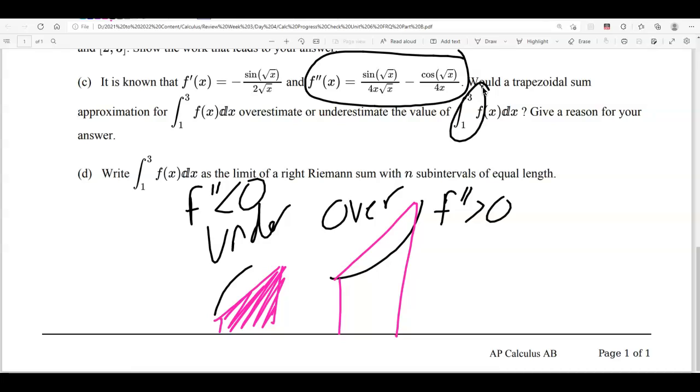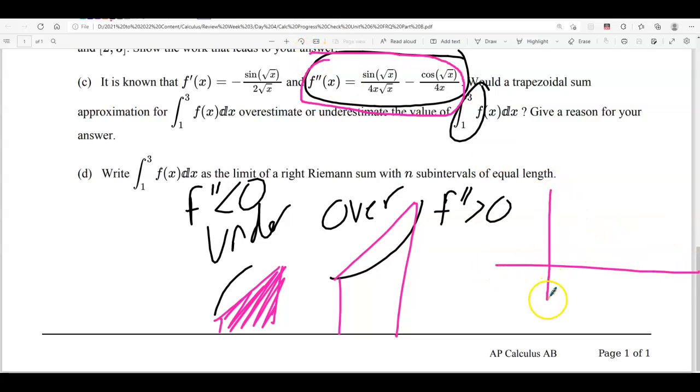If it's negative, then it would give us an underestimate. Okay, so how would we do that then? Now the question is, how can we tell if this function is positive or negative on the interval from 1 to 3? Well, I would say let's go ahead and graph the second derivative.